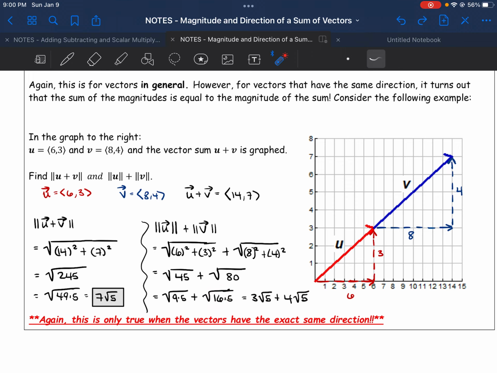And remember that when you're dealing with square roots, if the square root is the same, you can add the coefficients on the outside. So 3 plus 4 will give us 7. The square root of 5 will stay the same. Notice that this result was the same as this result. So in this case, because we had the exact same direction, notice vector u and vector v pointing in the same direction, the magnitude of the sum was equal to the sum of the magnitudes.